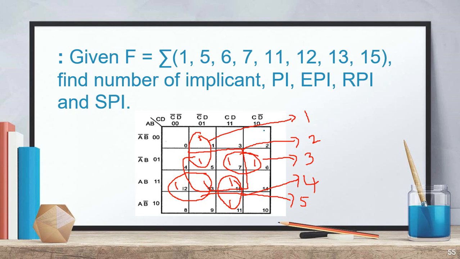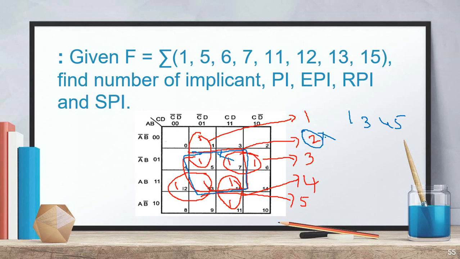For the essential prime implicant, this portion, that is 5, 7 and 13, 15, these 4 are not required. Why? Because there are no single ones present here, so we cannot use this one. So for the essential prime implicant we will take only the 1, 3, 4, 5 portions, and the second group we are ignoring in the essential prime implicant.